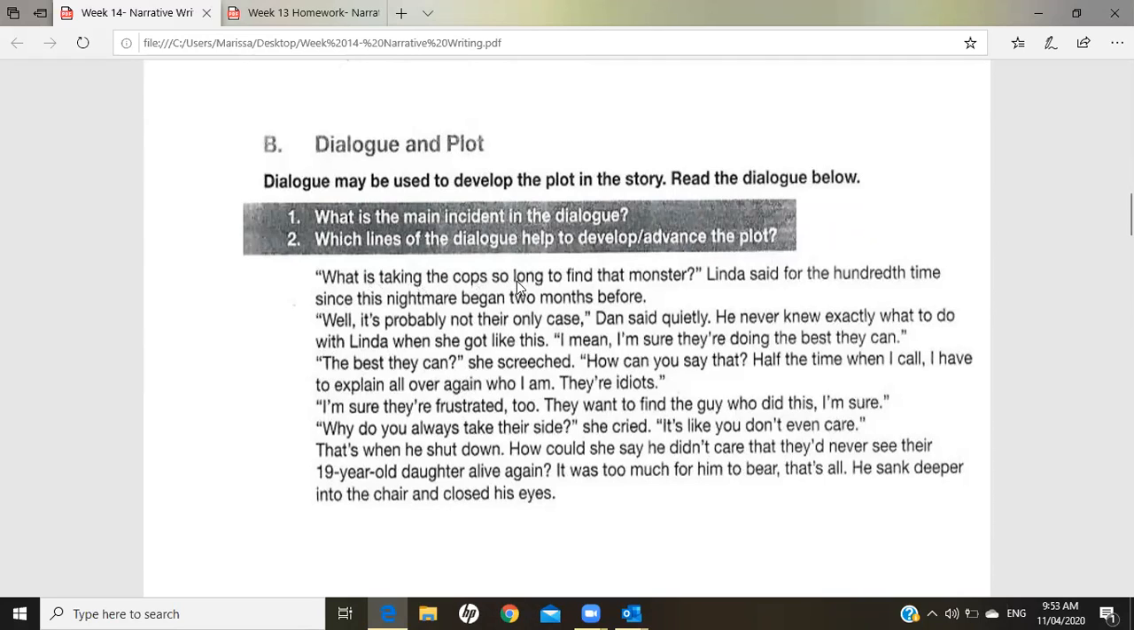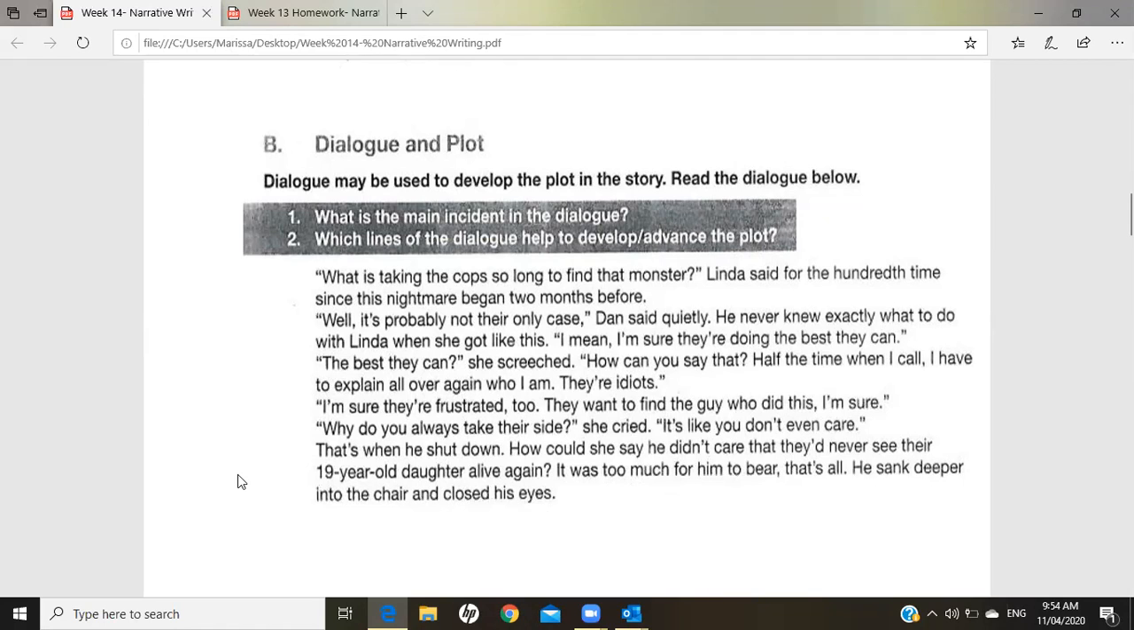"What has taken the cops so long to find that monster?" Linda said for the 100th time since this nightmare began 2 months before. "Well, it's probably not their only case," Dan said quietly. He never knew exactly what to do with Linda when she got like this. "I mean, I'm sure they're doing the best they can." "The best they can?" she screeched. "How can you say that? Half the time when I call, I have to explain all over again who I am. They're idiots." "I'm sure they're frustrated too. They want to find the guy who did this, I'm sure." "Why do you always take their side?" she cried. "It's like you don't even care." That's when he shut down. How could she say he didn't care that they'd never see their 19-year-old daughter alive again? It was too much for him to bear, that's all. He sank deeper into the chair and closed his eyes.